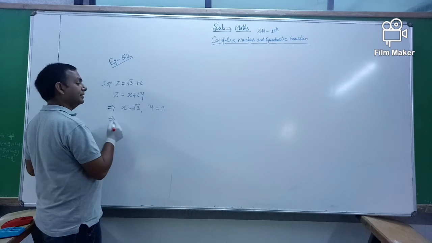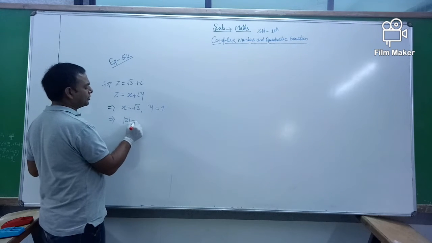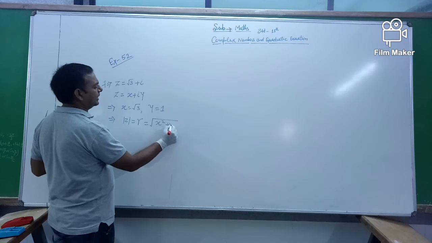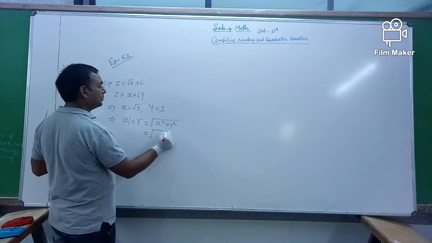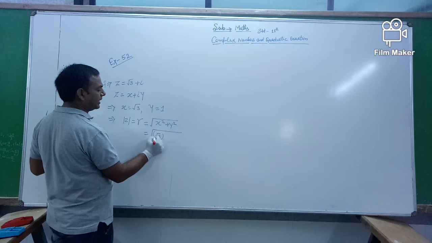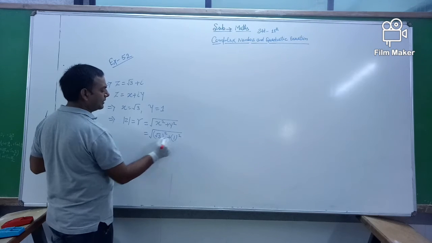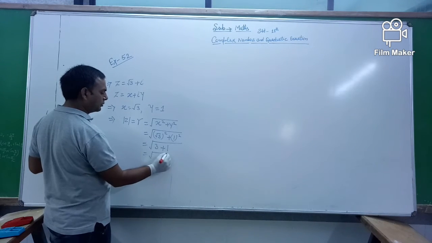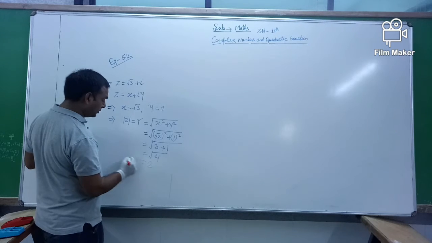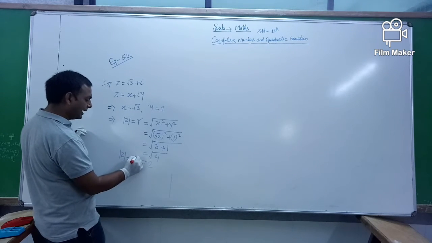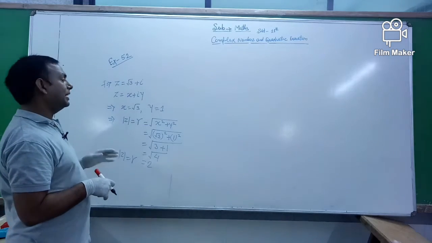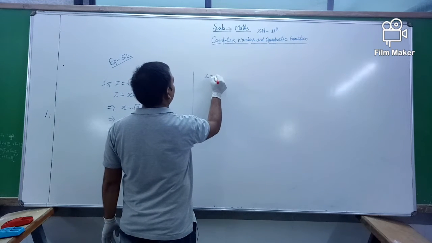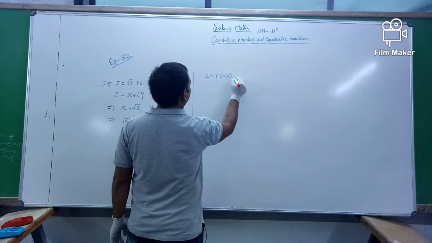Now mod z is equal to r, and that is equal to under root x square plus y square. This is equal to under root 3 square plus 1 square, that is under root 3 plus 1, which is under root 4. So this is equal to 2. So mod z is equal to r, and that value is 2.